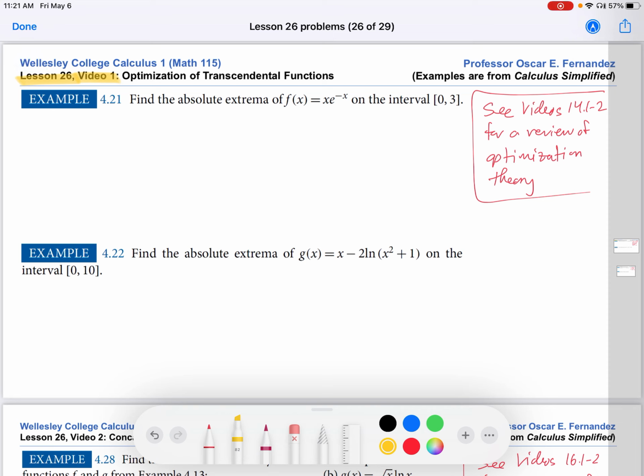So this video is about the optimization of transcendental functions, and we're going to be working through two examples from Calculus Simplified. We are doing optimization here, right? We're going to be finding absolute extrema of these functions.